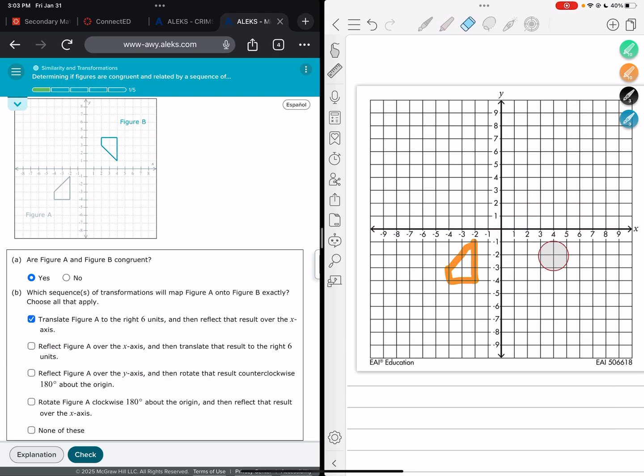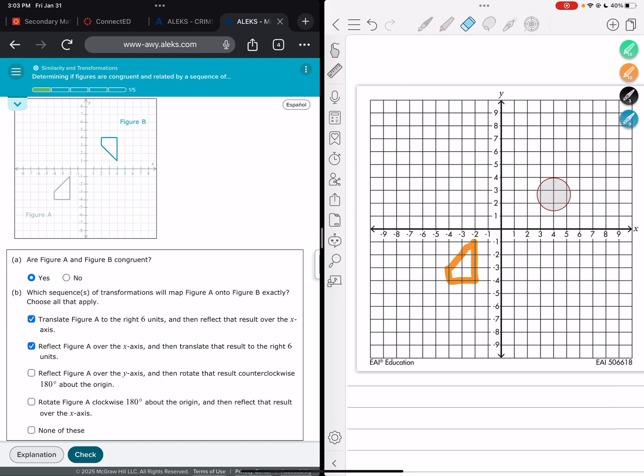Then what we're going to do is we are going to start over. We are going to reflect figure A over the x-axis and then go 6 units. So we want to see if that works. So if I reflect it, I get this. And then if I slide it 6 units to the right, that in fact works also. So we can pick this one.